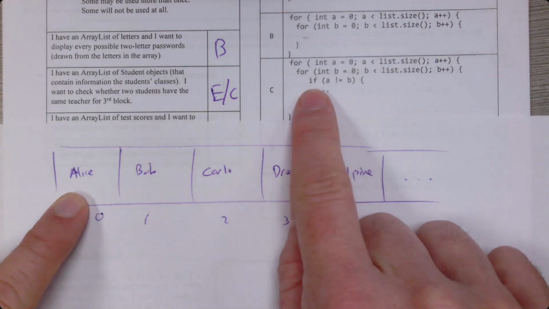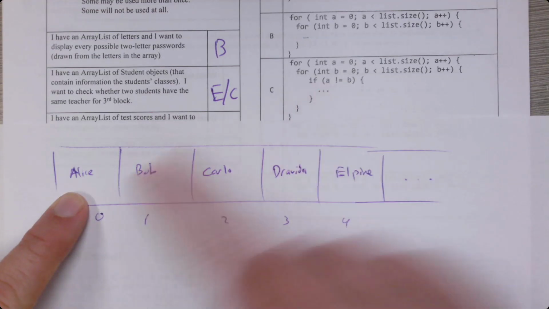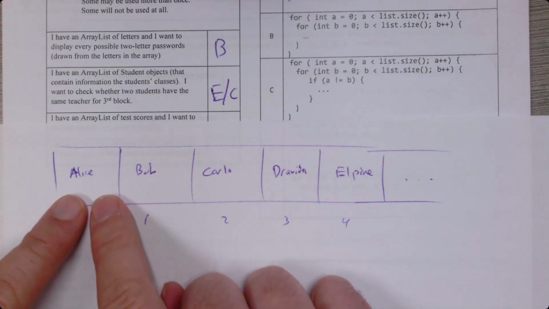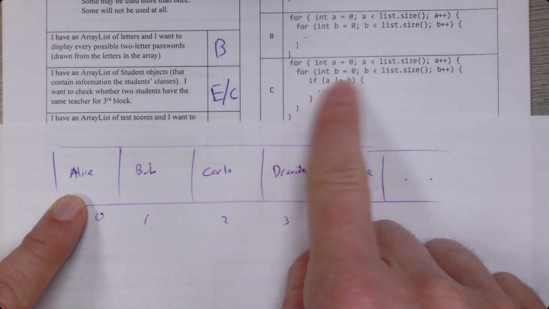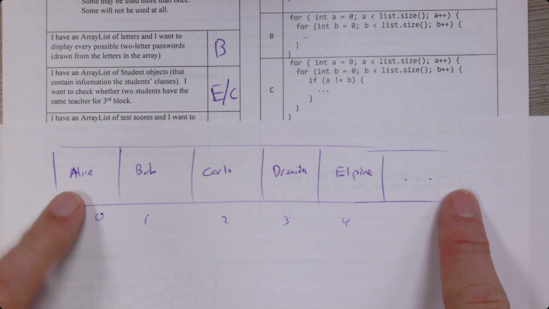But then here I'll say, oh, let's only do the checking if A doesn't equal B. And right now, A and B are both 0. So it wouldn't actually check Alice against Alice. Then we'd increment B by 1, and so now we'd have Alice and Bob, and that's okay. And then it would go through the entire rest of the list with Alice.